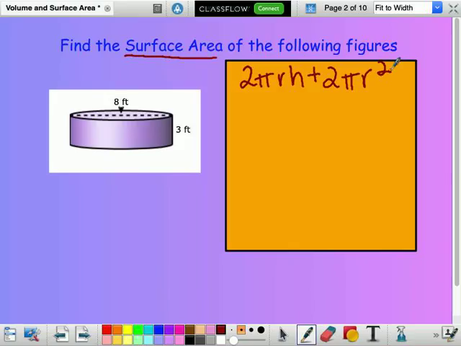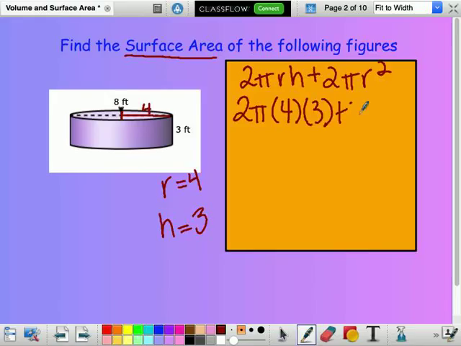So from here, I need to figure out what my radius and my height are. My height is 3. That one's pretty simple. My radius, many of you might say it's 8, but it's not. This is the diameter. My radius is half of that, and this would be 4. So then I'm going to do 2 pi times 4 times 3 plus 2 pi times 4 to the second power.